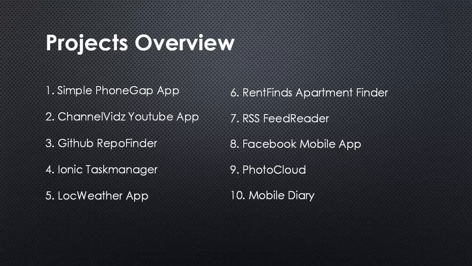Let's see, Project 2 will be the Channel Vids YouTube app. So basically, you'll be able to type in a channel, and you'll just get the videos for that channel. Really simple. Chapter 3 will be the GitHub repo finder. All right, so we'll be able to search GitHub users and developers and get all their repositories. Chapter 4 will be the Ionic Task Manager. Ionic is a really nice full-featured mobile framework to build mobile applications using HTML and JavaScript. So we'll be building a Task Manager app, which will be a full CRUD application.